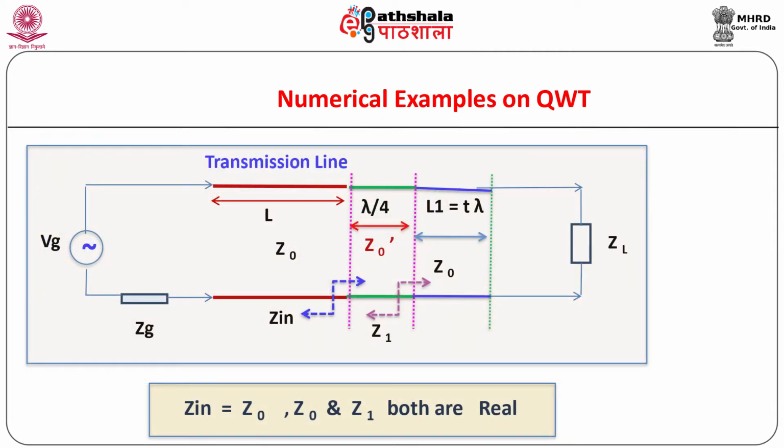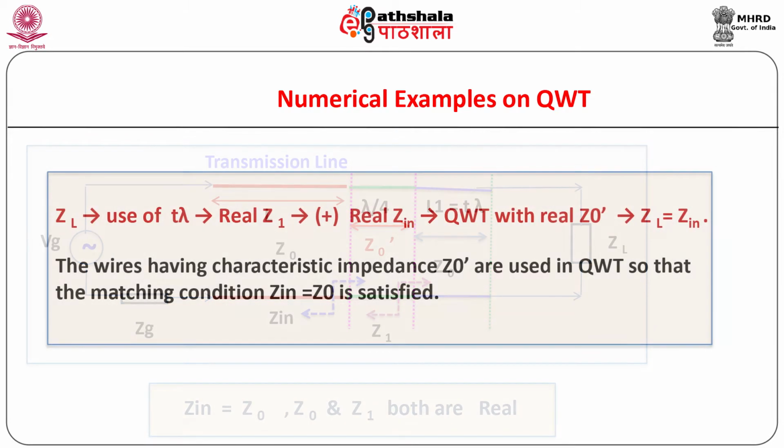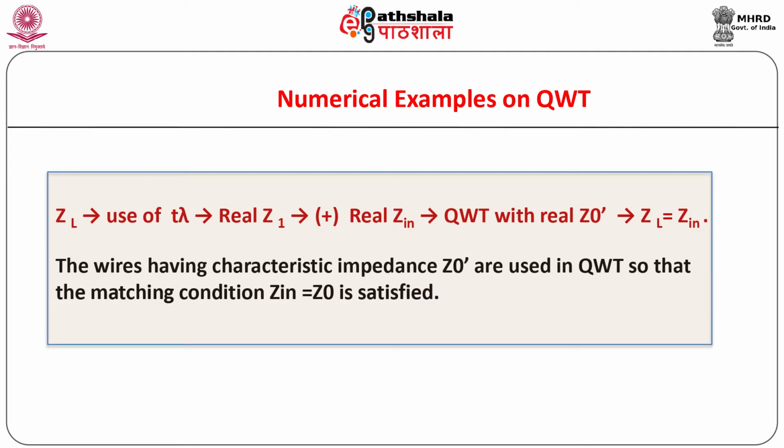To overcome this difficulty, another section of the transmission line with characteristic impedance Z0 of appropriate length, say L1 equal to some fraction of lambda, is connected between the QWT and the load as shown. The length L1 is so selected that its input impedance Z1 is real. This real impedance Z1 is converted into real input impedance Zin with the help of QWT having real valued characteristic impedance Z0 dash. The wires having characteristic impedance Z0 dash are used in QWT so that the matching condition Zin equal to Z0 is satisfied.